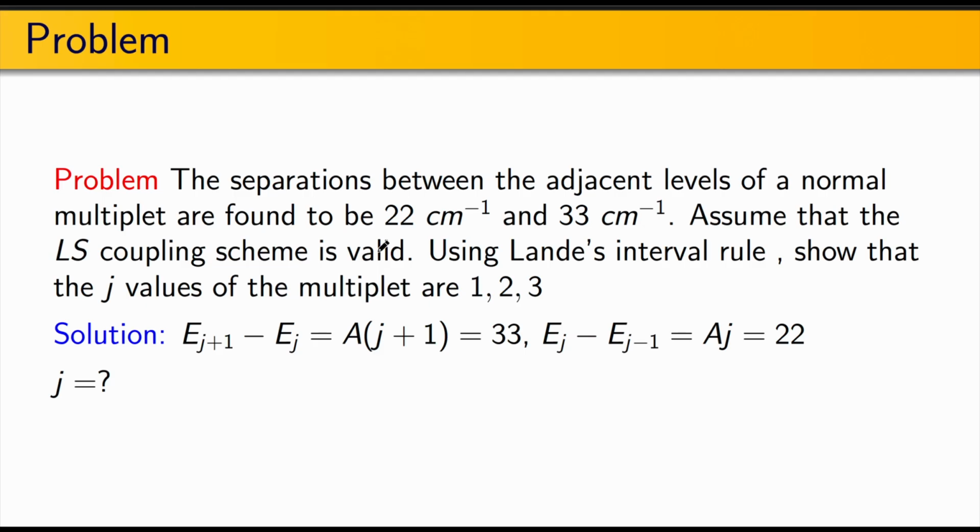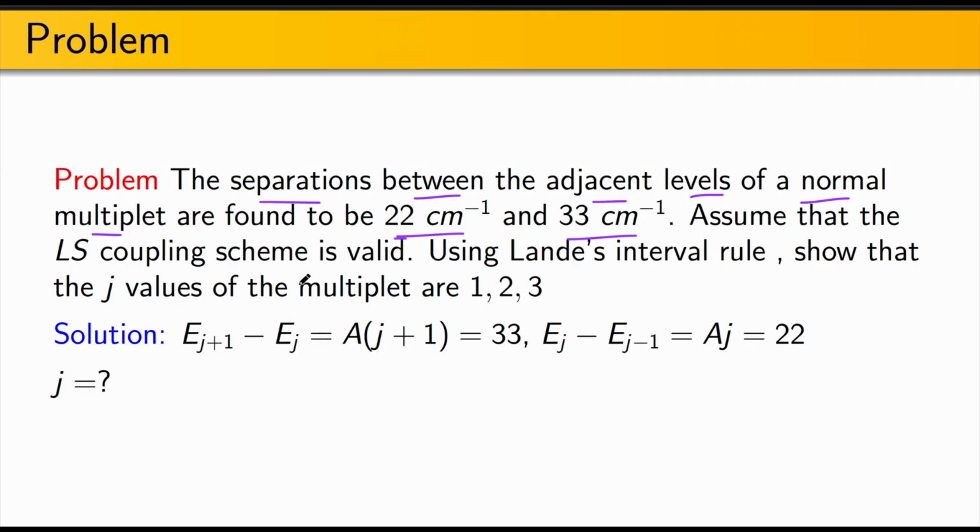We go to the next problem. Here we have to use the Landé's interval rule, which we had discussed in the last class. The separations between the adjacent levels of a normal multiplet are 22 cm⁻¹ and 33 cm⁻¹. This is proportional to energy. 33 cm⁻¹ means the energy difference here is greater than the energy difference in this case.